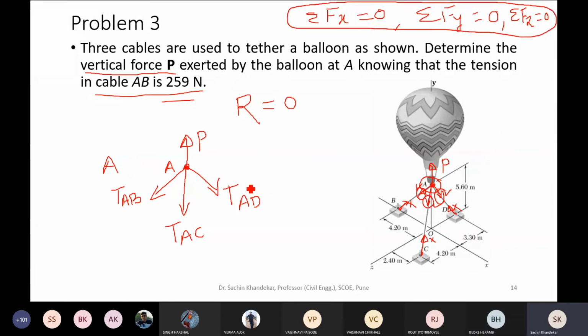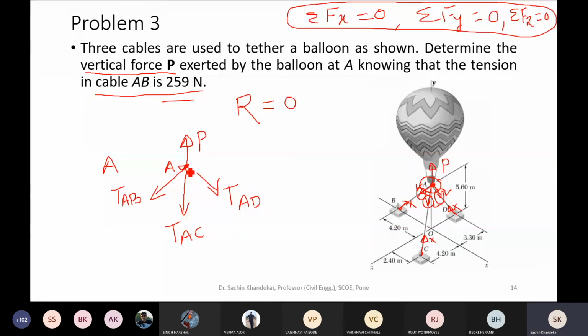Now please note that this is a concurrent force system in space. What is this force system? Concurrent force system. All these four forces P, TAB, TAC, TAD are passing through some common point A. So this is a problem on concurrent force system in space.